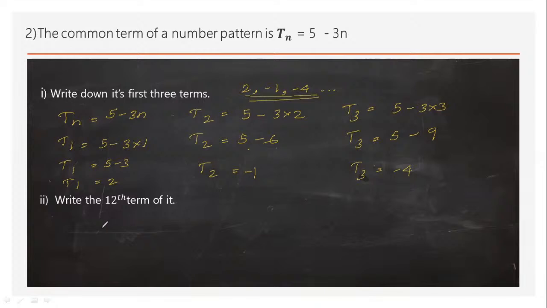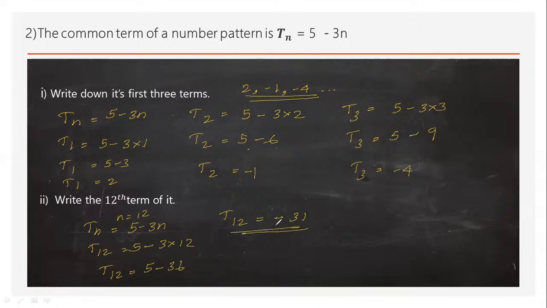Write the 12th term of it. The general term is Tn equals 5 minus 3n. Here n equals 12. T12 equals 5 minus 3 times 12. 3 times 12 is 36. T12 equals minus 31.